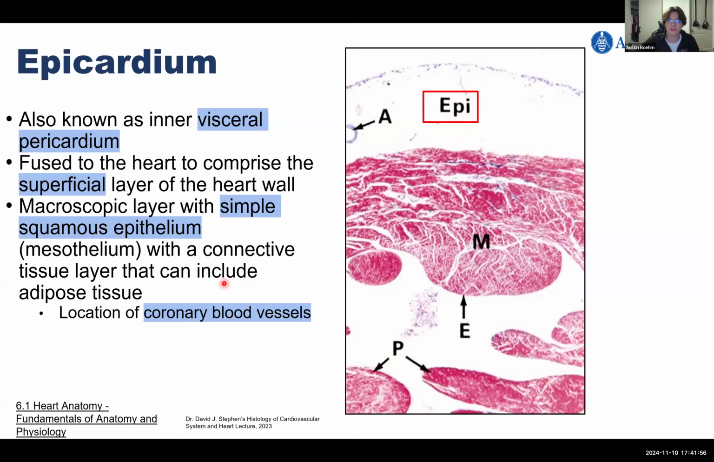But one of the most important things about the epicardium is that's where the coronary blood vessels are located. Those things that we were just talking about in the last little section, the LAD and the right coronary artery, are going to be located within the epicardium.